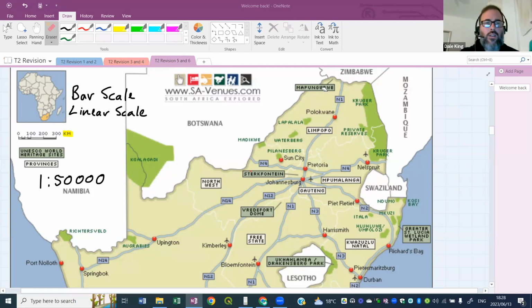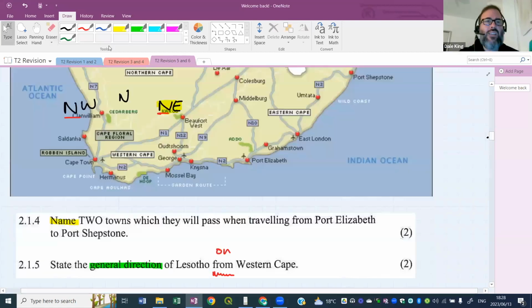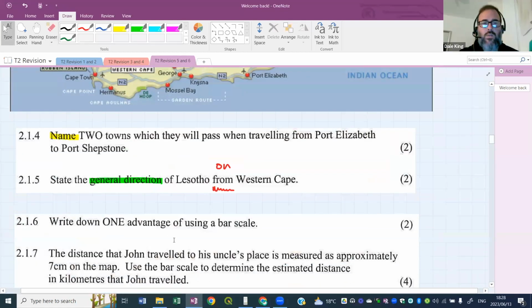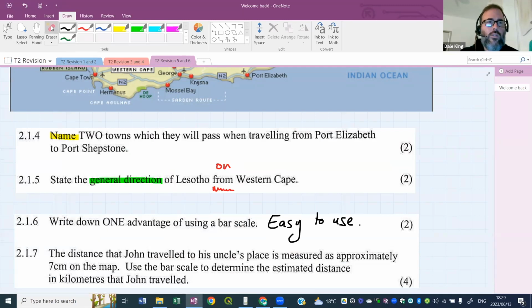So I think an answer for this question here, what's the advantage of using a bar scale? It's easier. Write down one advantage of using a bar scale. It's easy to use, ease of use. Right, easy to use.